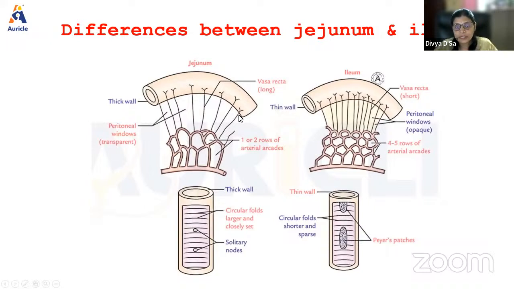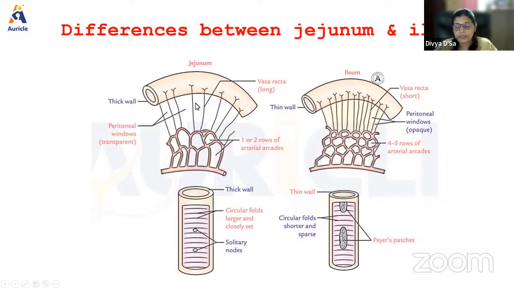Whereas in the mesentery, as I already told you, in the jejunum we will have one or two rows of arterial arcades. In the ileum we will have four to five rows of arterial arcades. In the jejunum we have straight and long vasa recti. In the ileum we have short vasa recti.